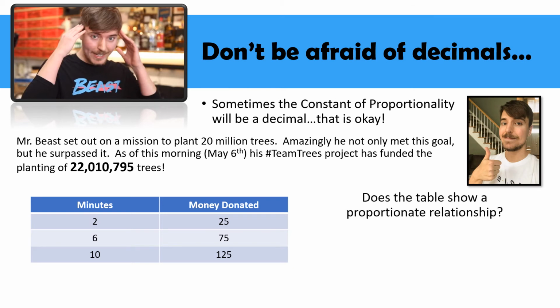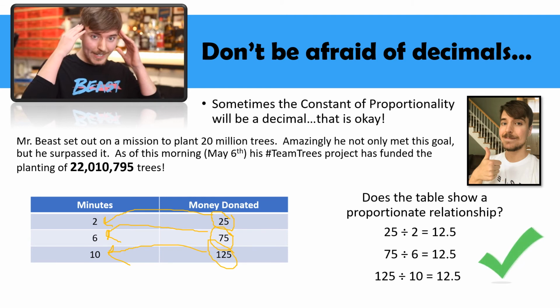So my question to you is, does this table show a proportionate relationship? Now remember, in order to figure that out, we're going to go row by row and divide our y value by our x value. So that first row, 25 divided by 2, gives us a number of 12.5. So if this table is proportionate, every time I divide my y value by my x value, I'm going to need to get that same value of 12.5. I'm okay if you use a calculator to do that. 75 divided by 6 also gives me 12.5. And 125 divided by 10 is also 12.5. So yes, this is a proportional relationship.